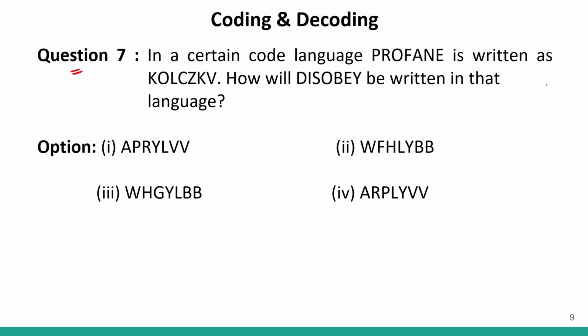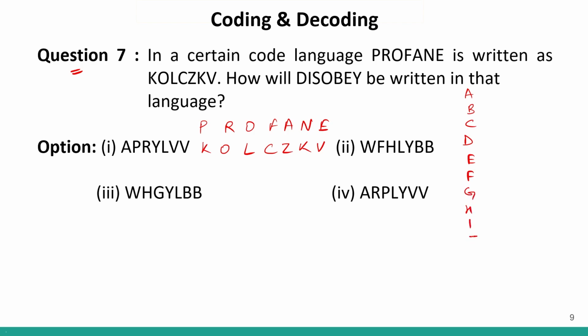Question number 7. Profane is written like this. We have to find the code for disobey. So PROFANE is written as KOLCZKV. Correct?